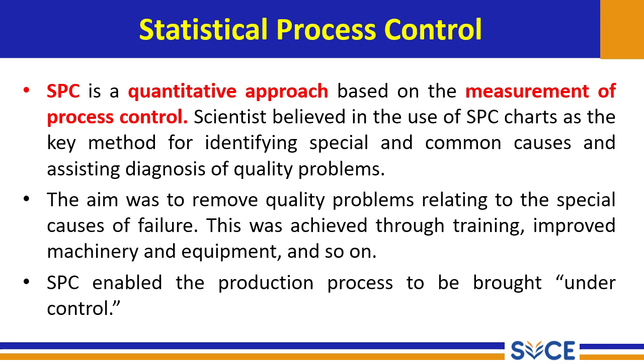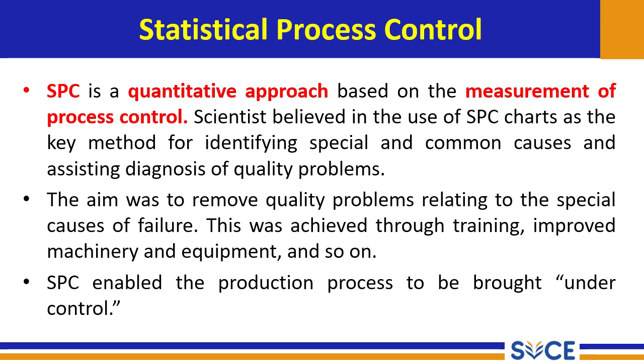So in this lecture, I'm going to discuss statistical process control. Statistical process control is a quantitative approach based on a measurement of process control. Scientists believe that the statistical process control chart is a key method for identifying special and common causes and assisting diagnosis of quality problems. The aim was to remove the quality problems related to special causes of failure. This was achieved through training, improved machinery, equipment, and so on.